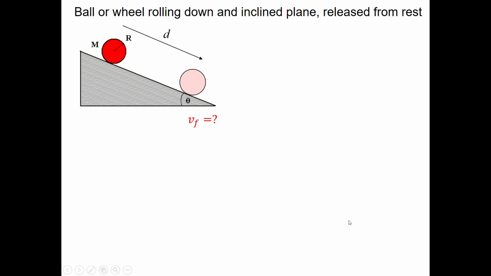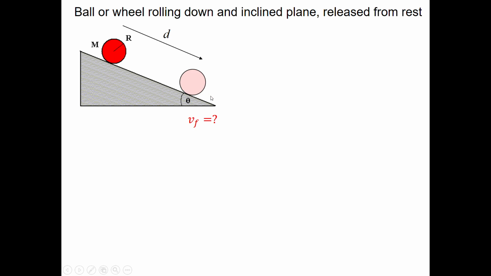Let's do an example problem, or at least talk about how to approach a problem. Here we're going to imagine we release a ball or a wheel, we won't really specify right now, rolling down an inclined plane, and we release it from rest, maybe up here in the red position, and when it's moved a distance d down the inclined plane, we would like to know, if we release it from rest up here, what is the center of mass final speed down here? How fast is the center of the ball moving?